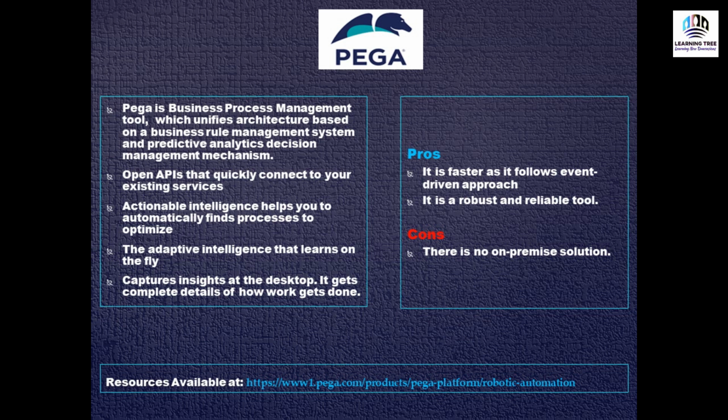Actionable intelligence helps you to automatically find processes to optimize. The adaptive intelligence that learns on the fly. Captures insights at the desktop. It gets complete details of how work gets done. Benefits of this tool are: it is faster as it follows an event-driven approach, and it is a robust and reliable tool. Limitation is there is no on-premise solution.